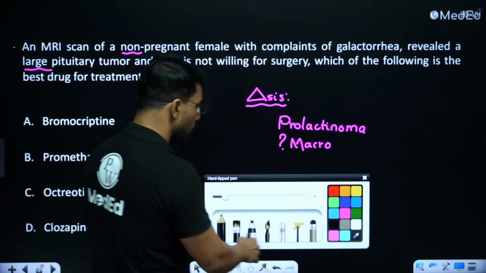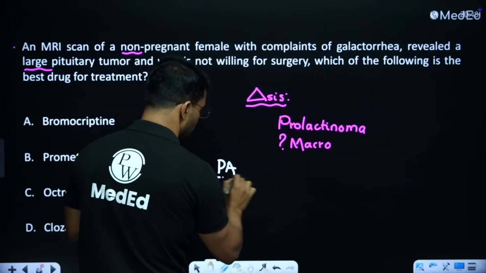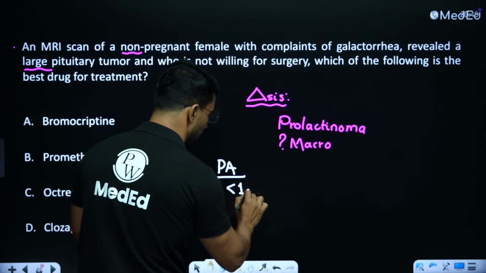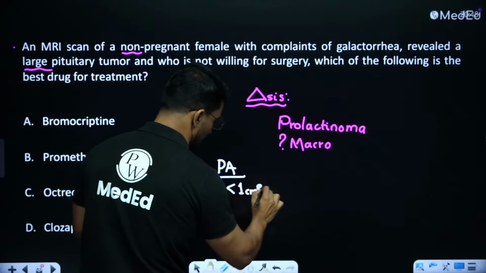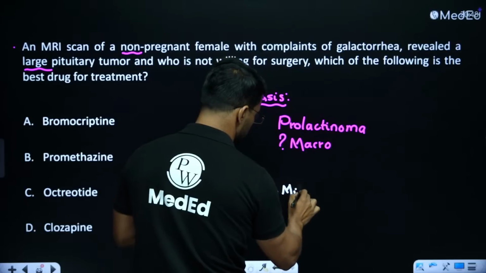Okay, so when do we call it macro? If there is a pituitary adenoma whose maximum diameter is less than 1 centimeter, we will call it a microadenoma.